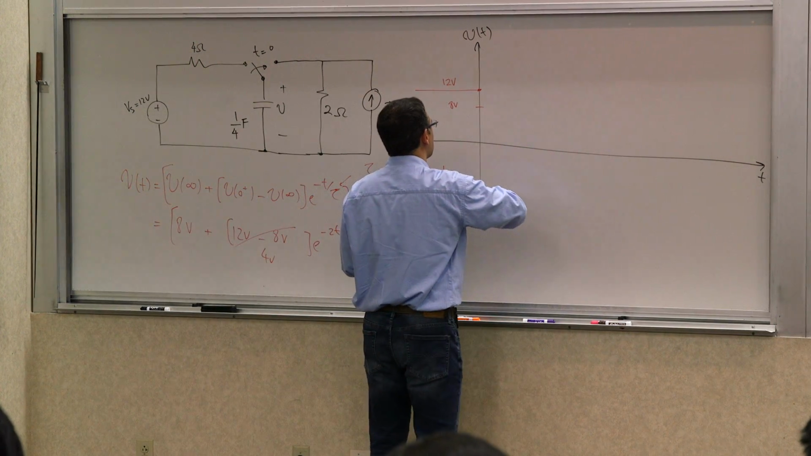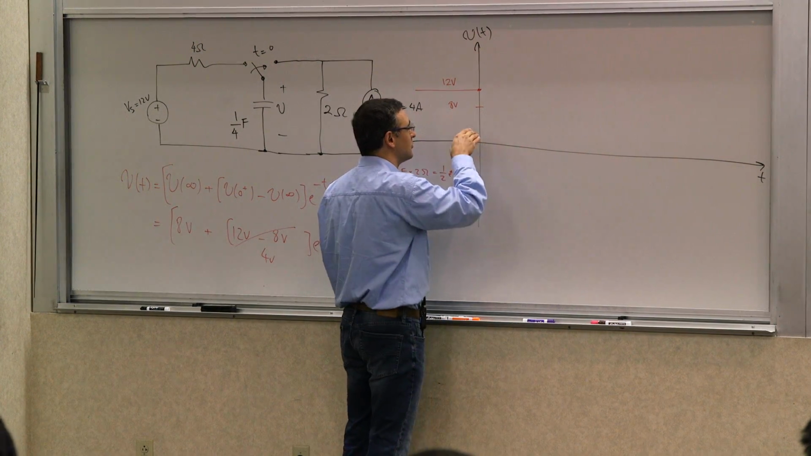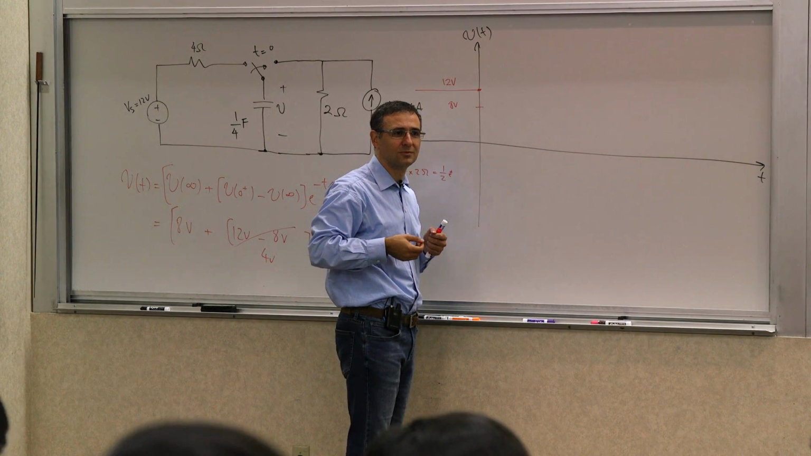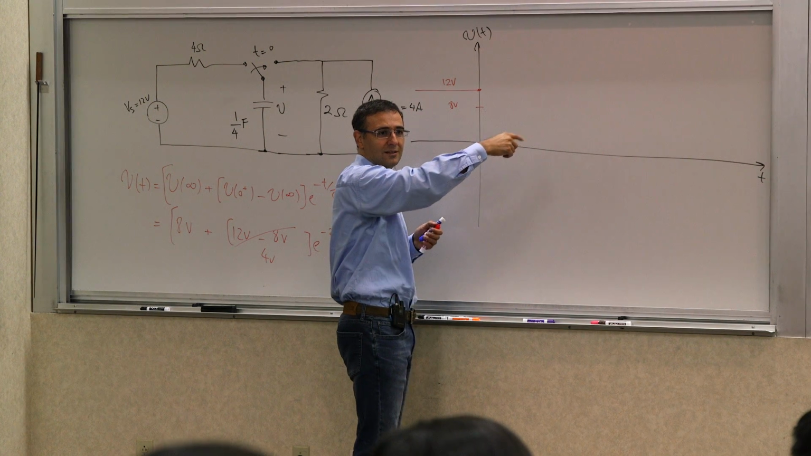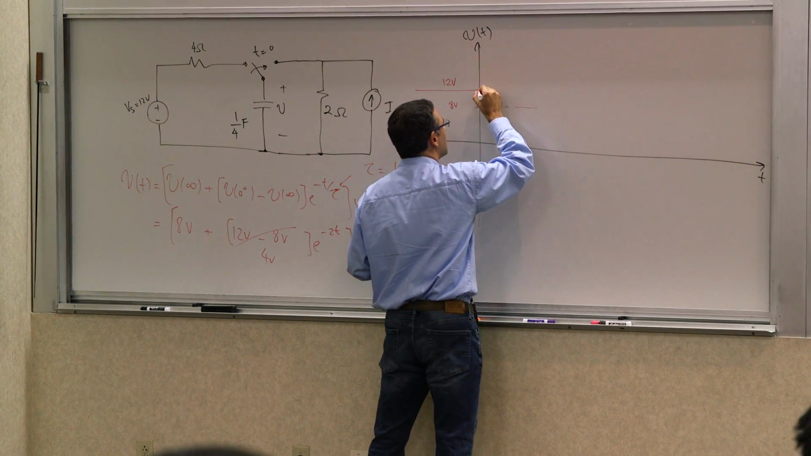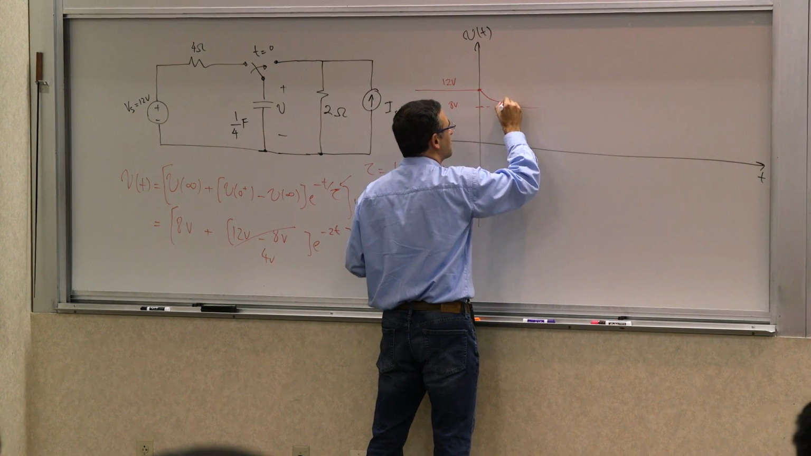Right? So how is it going to look? Show me with your hands. Right, like this. So it's going to start dropping. So this is the asymptote. It's going to keep dropping, right?